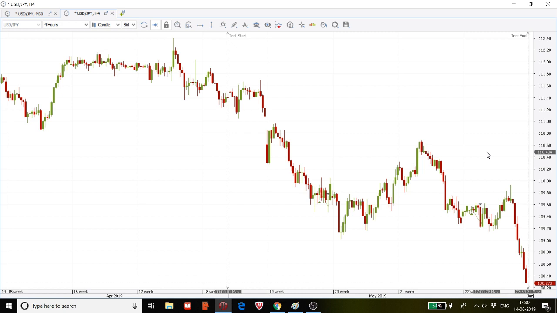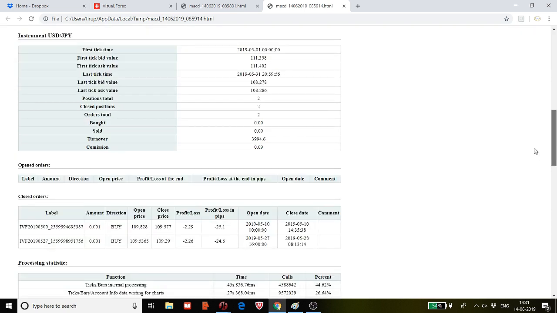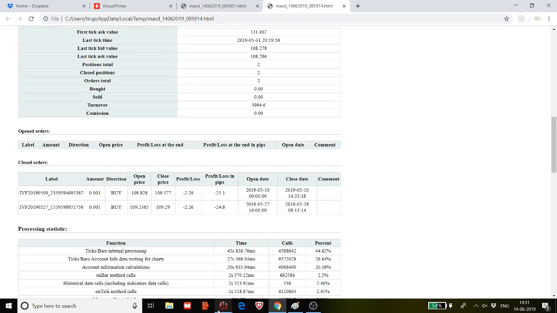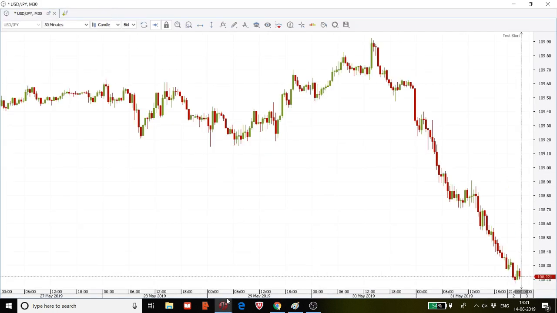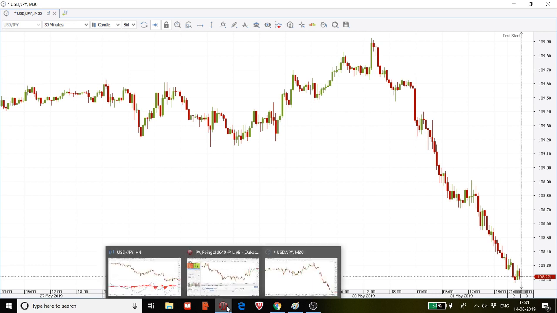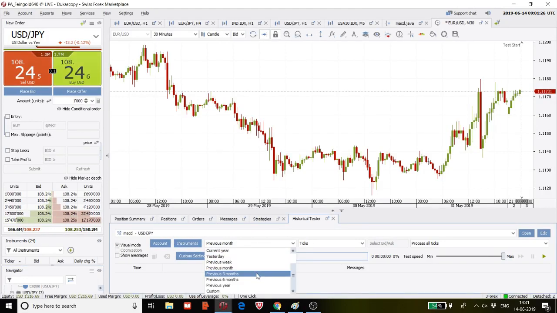The strategy has opened two trades, and both trades have closed in loss for the last month. Let us check it for the previous 3 months whether it works. Otherwise, we will add some more logic. Previous month and then previous 3 months.